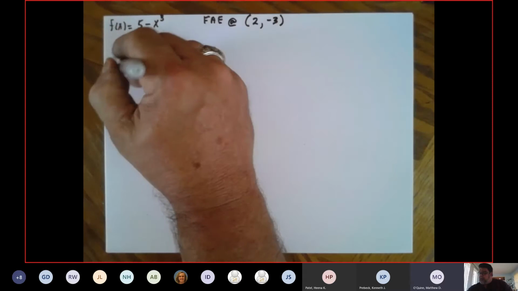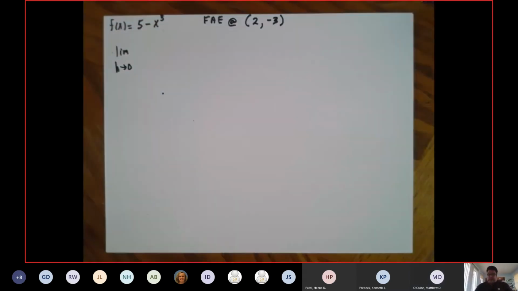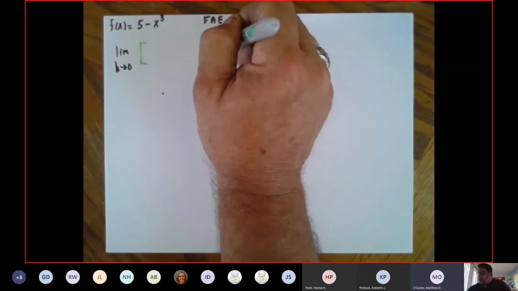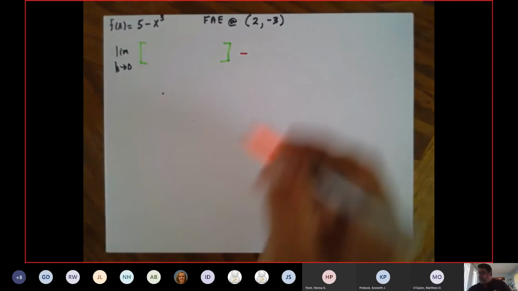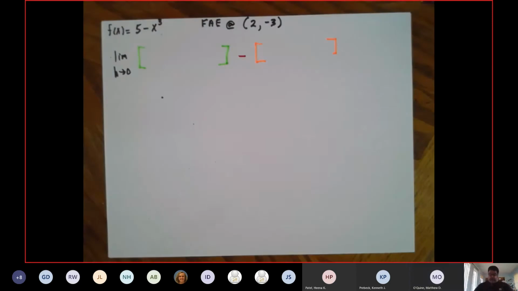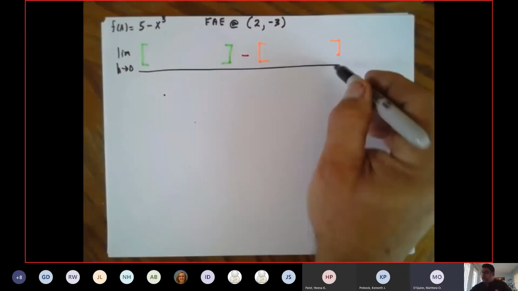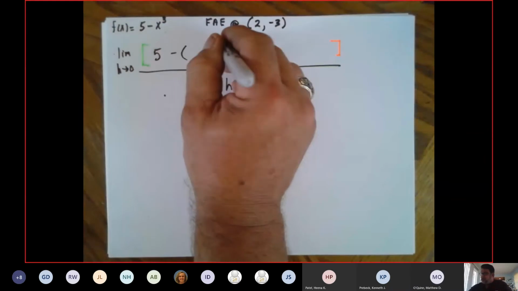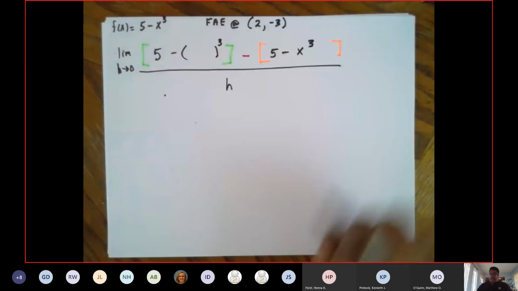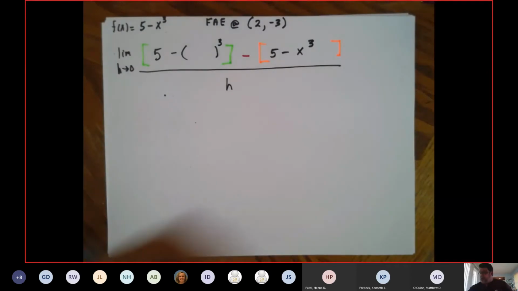Limit as h approaches 0 of f of x plus h minus f of x, all over h. So I'm going to rewrite this: 5 minus parentheses x cubed, 5 minus x cubed. And we're going to put the x plus h right here. And introduce you now to cluster: x plus h quantity cubed.